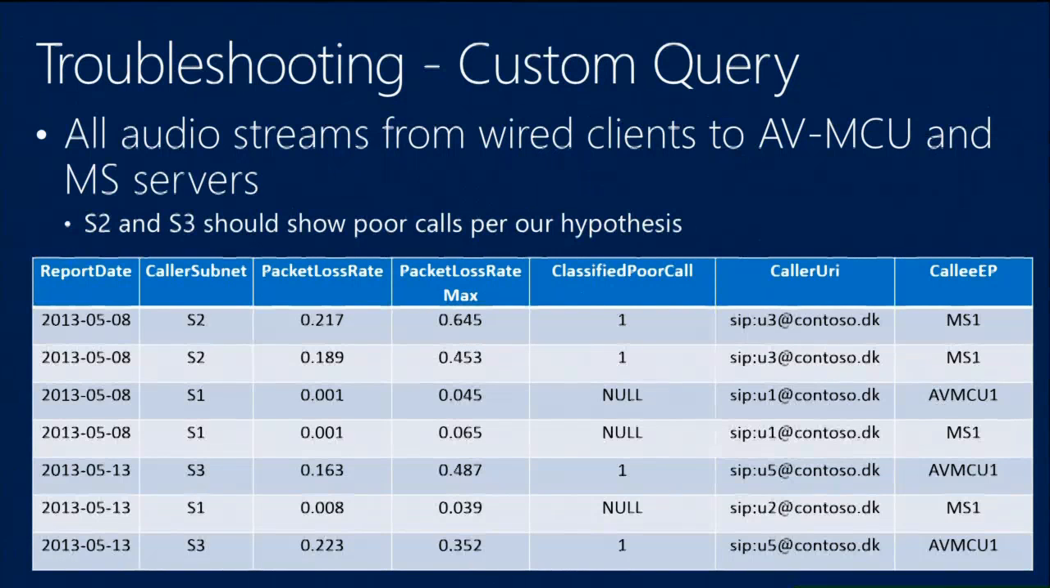You see, in my custom query, I have both packet loss rate and packet loss rate max, and then I have this classified poor call, as Sasha talked about. Because I wanted to see, of course, if it's a classified poor call, we know it was bad, but maybe there were some calls just below our condition which were also poor.